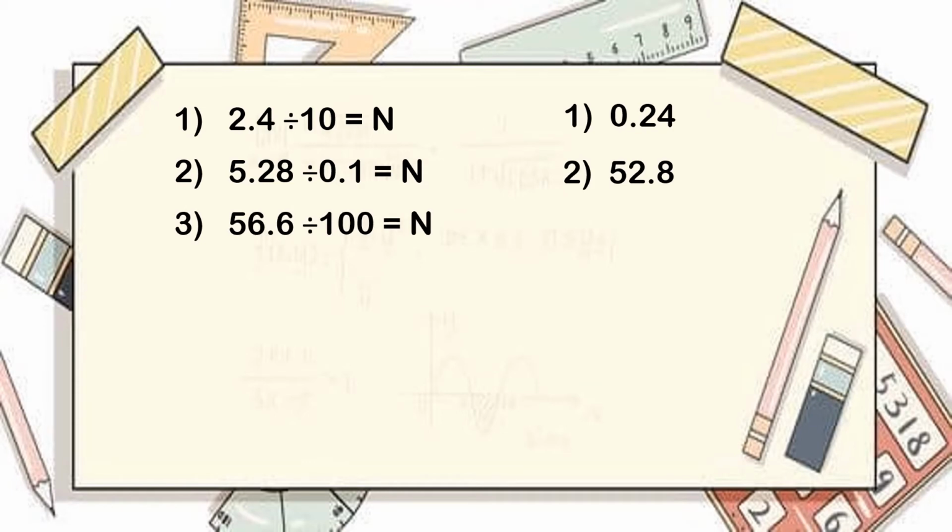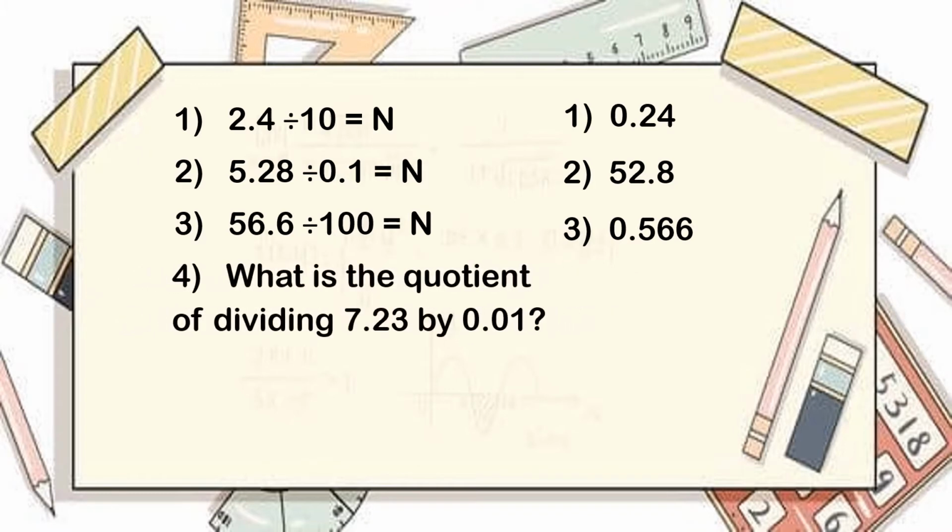Number 3, 56 and 6/10 divided by 100 equals n. So you have to think of the number of the answer. Your answer is 566,000. Very good. Number 4, what is the quotient of dividing 7 and 23 hundredths by 100? Let's have now the answer. Right, your answer is 723.